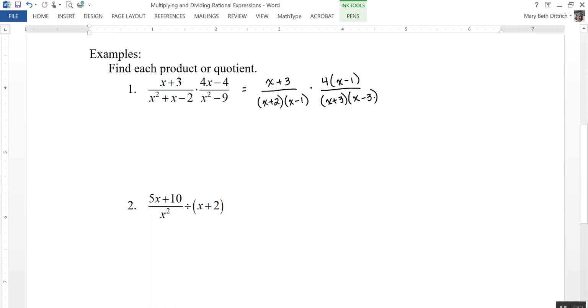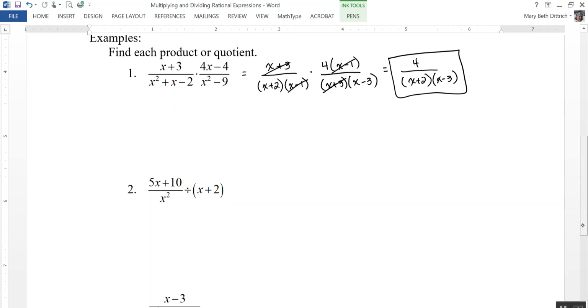Okay, so now I could just multiply across the top and bottom, but I do have some common factors. For example, I have an x minus 1 in the numerator here and an x minus 1 in the denominator there. And I can cancel out these common factors of x plus 3. That's going to leave me with 4 over (x plus 2) times (x minus 3). And you can actually leave it in factored form. I kind of like it like that. You see that there's nothing else that can be canceled out.